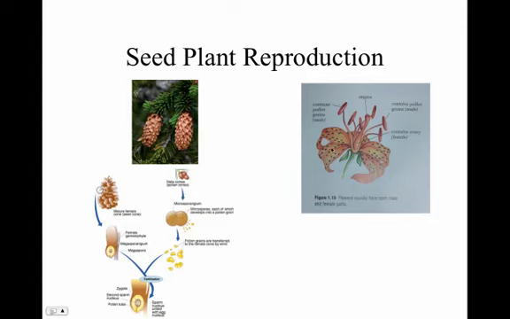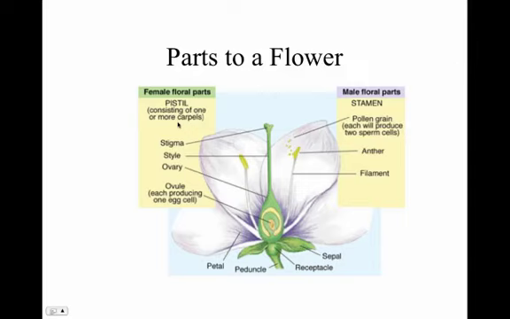Sometimes plants that have flowers have a different name, and we call them angiosperms. There are also plants that don't produce flowers but produce seeds, and we call those gymnosperms. These are cone-producing plants. So let's look at the parts to a flower and focus in first on the angiosperms.